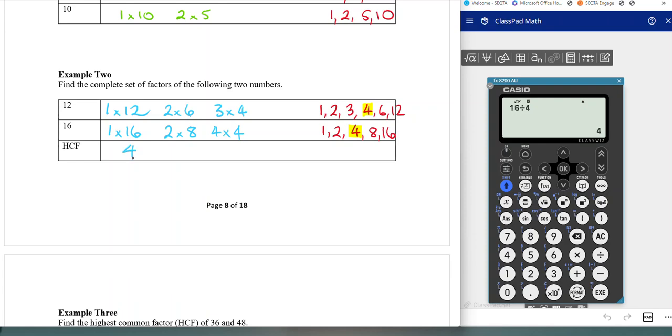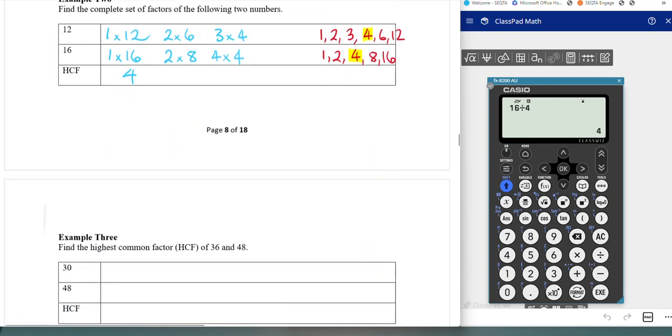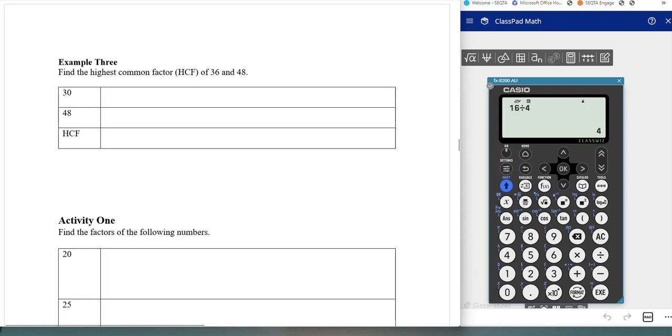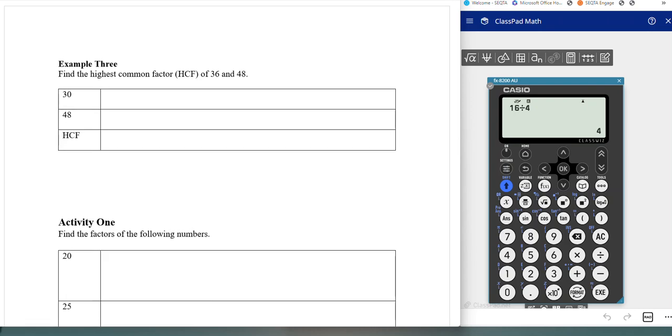All right, we did the process once. Let's do it again with some bigger numbers. Okay, so we have 30 and 48.